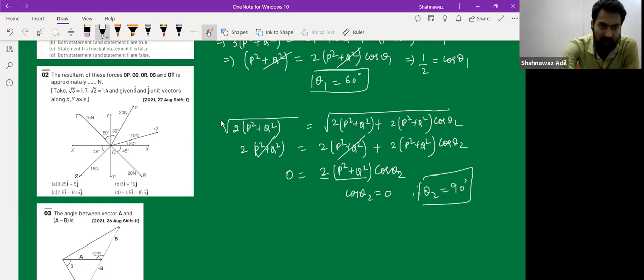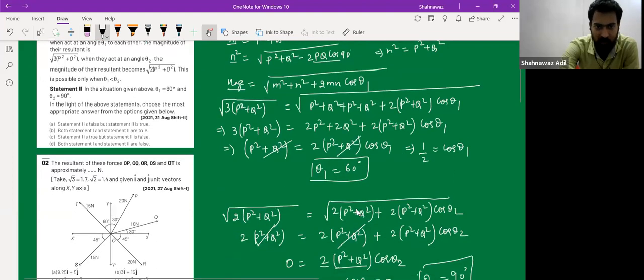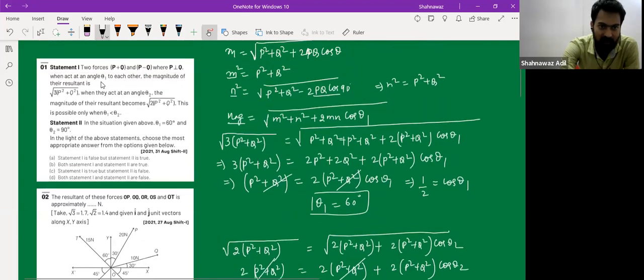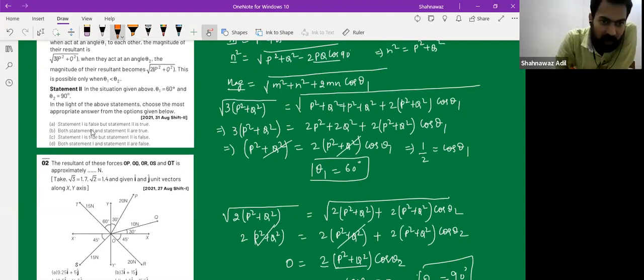So statement 1 is saying that theta 1 is less than theta 2. So you get 60, which is less than 90. So 1 is correct. And from this statement, we find that theta 1 is 60 and theta 2 is 90. So which option will be correct? Statement 1 is false, so this is incorrect. Both statements, yes. So this is correct.